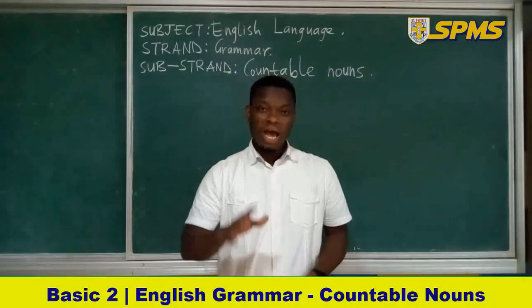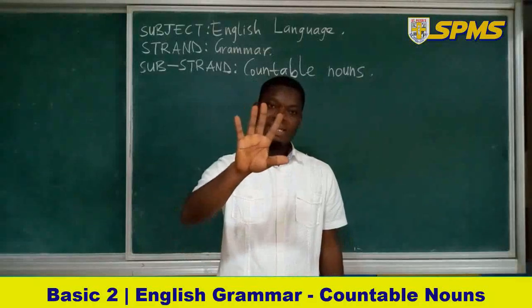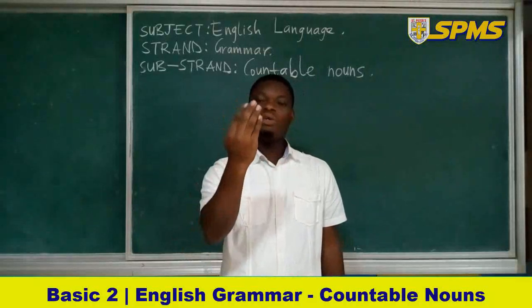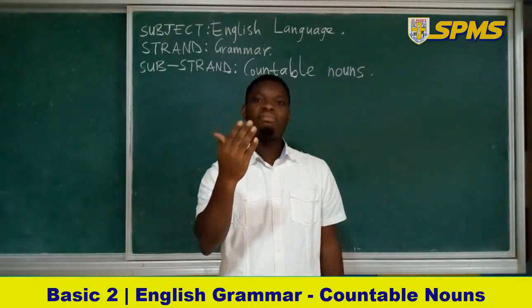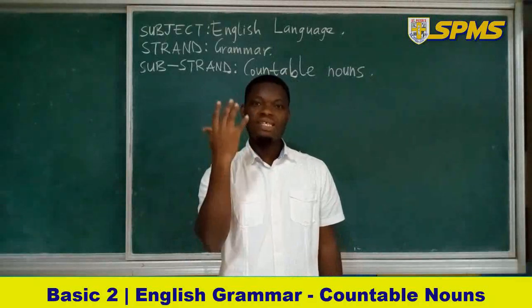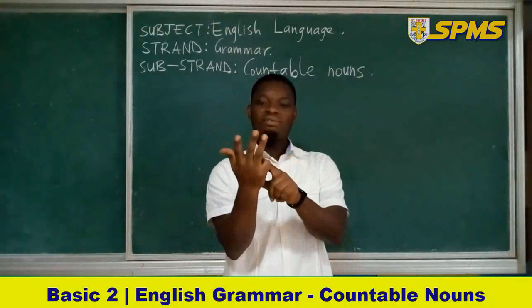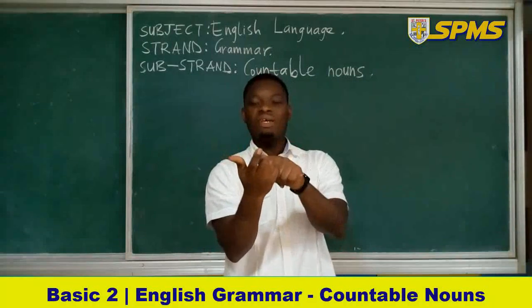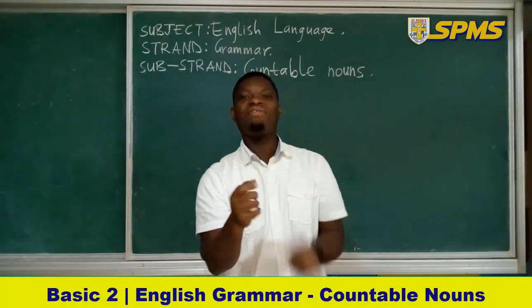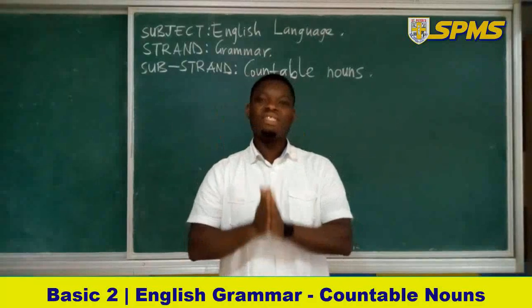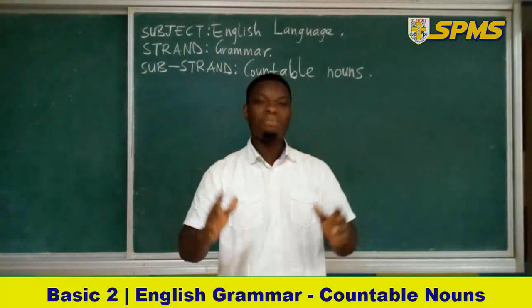For example, I have some fingers on my hands here. Can you see them? How can I know the total number of my fingers? Very good, by counting. So let's count and see. 1, 2, 3, 4, 5. That is the meaning of count, to determine the total number of something.